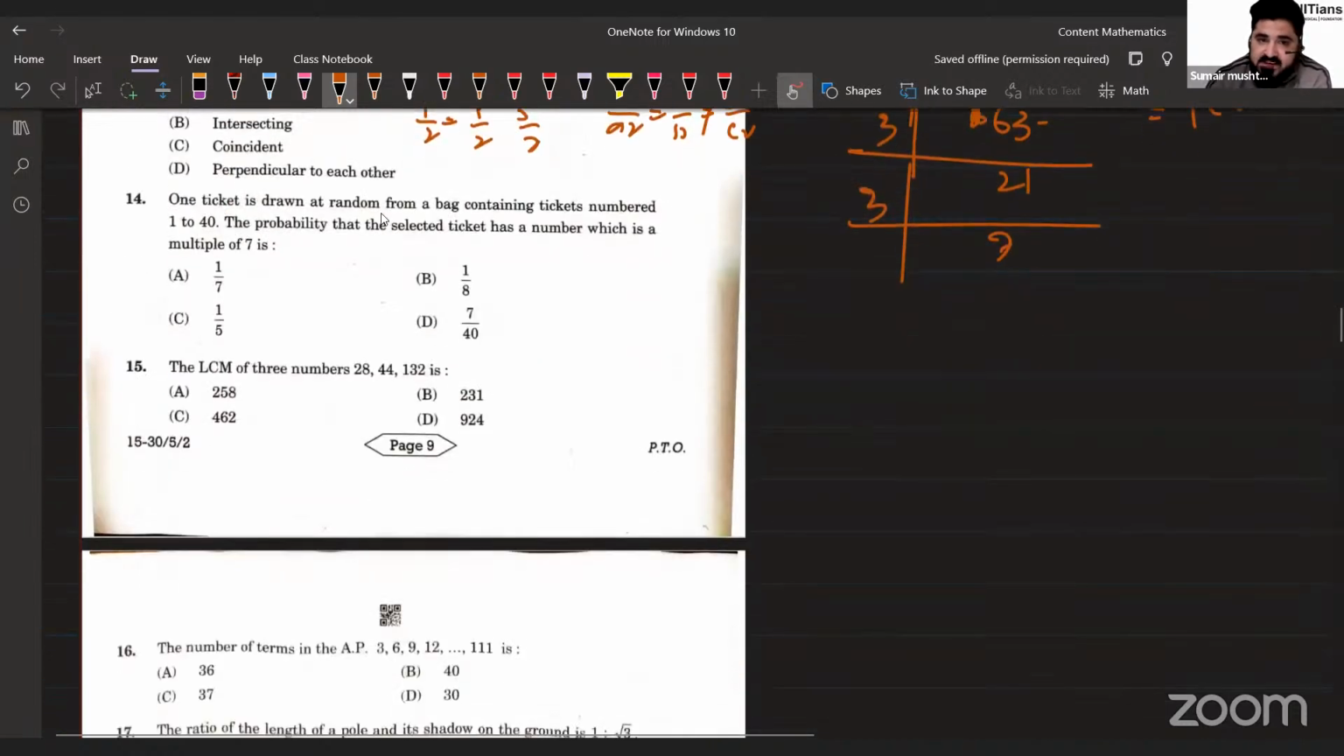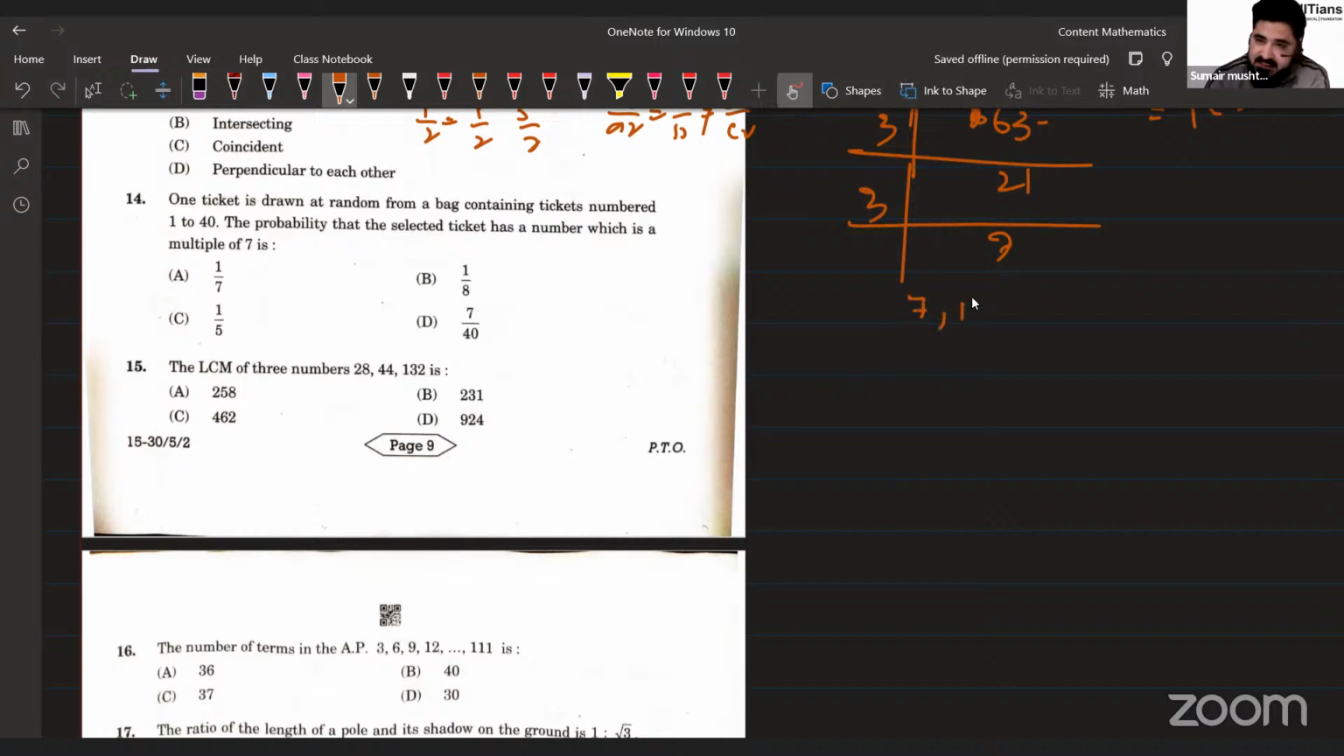One ticket is drawn from a random bag containing tickets numbered from 1 to 40. Find the probability that the selected number on the ticket will be a multiple of 7. How many multiples of 7 are there from 1 to 40?